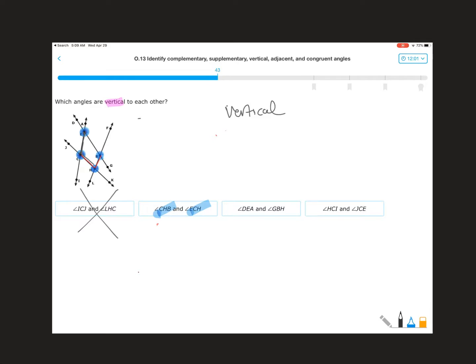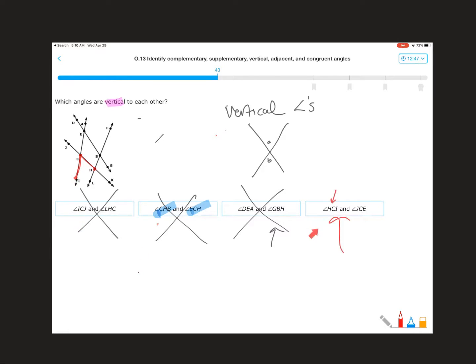Okay. Again, we're reminding you that vertical angles are angles that are opposite of each other, right? They're opposite. And those were not opposite. Let's go check out DEA. Okay, so DEA, boom. And GBH. Look at that middle angle. So GBH. They're opposite, but they're not across from each other. So that's not an answer. Let's check out the last one. HCI.